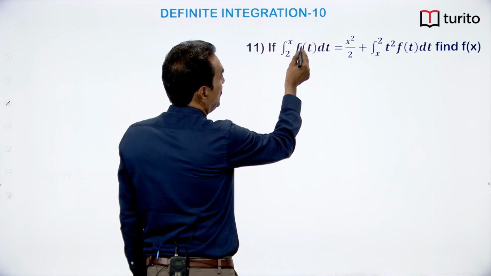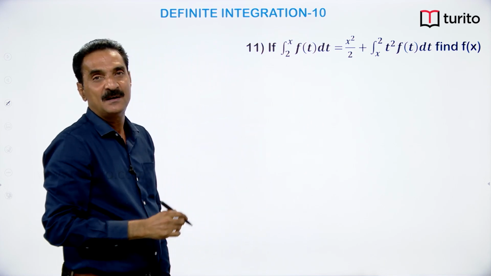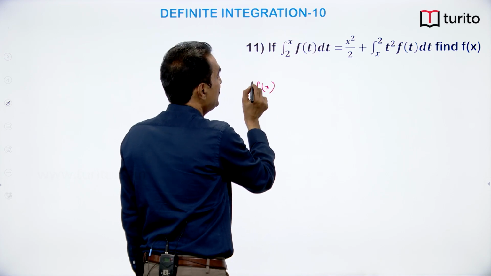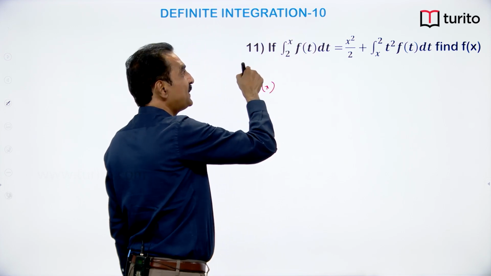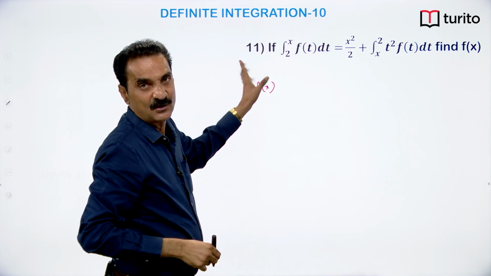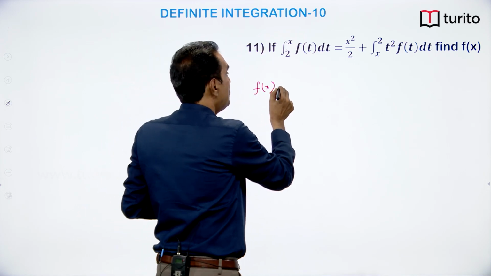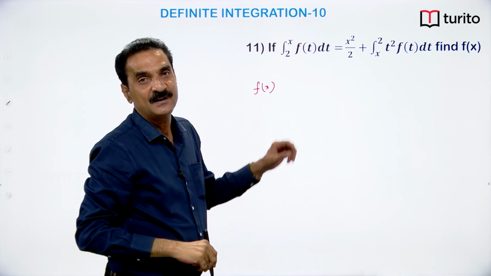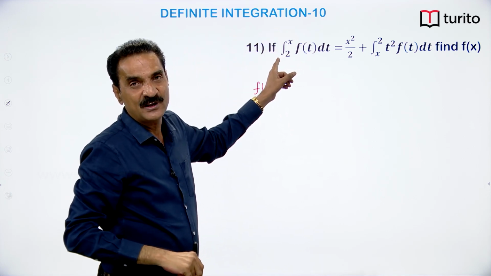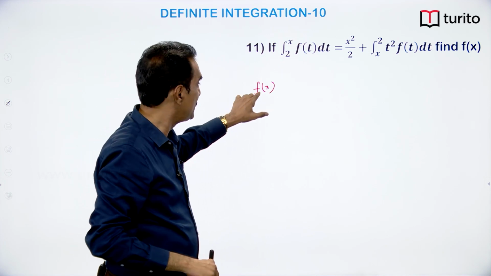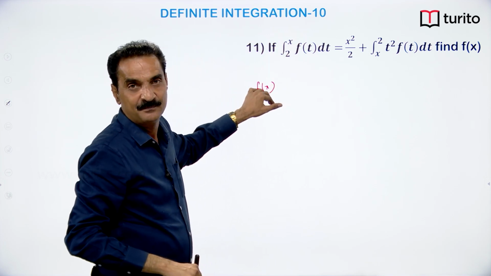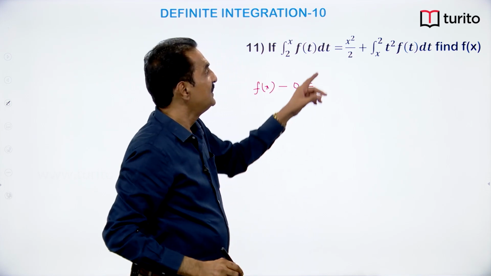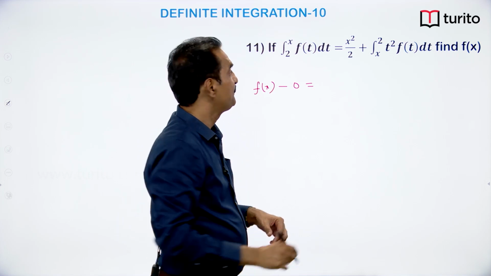Differentiating on both sides. How to differentiate this definite integral? Substitute the upper limit in place of t, then multiply by the derivative of upper limit. Derivative of x is 1 only, minus substitute lower limit and multiply by the derivative of lower limit. But lower limit is constant, so derivative of constant is 0. So, f of x minus 0, by differentiating LHS, is equal to differentiate the RHS.